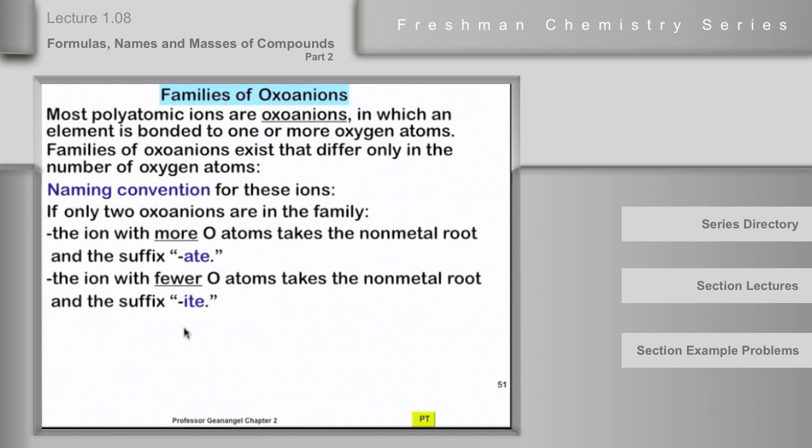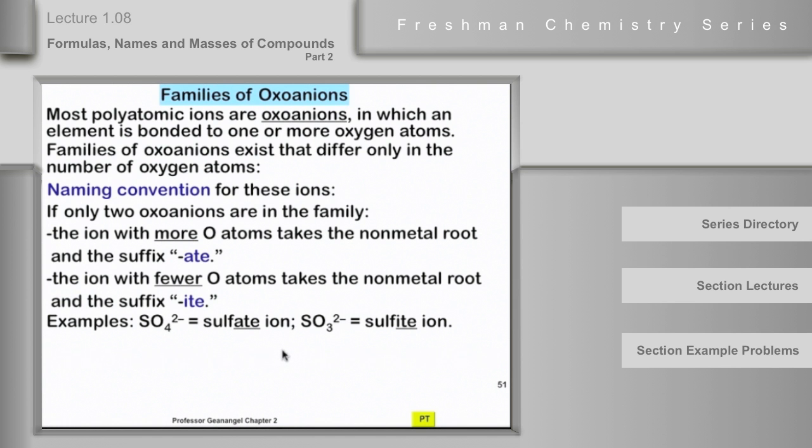To illustrate this, all we have to do is look at sulfate, SO4 2 minus. You probably already knew that. And sulfite, which is SO3 2 minus, as we saw in our little exercise a while ago. So one more oxygen atom, one less oxygen atom. There's a similar thing with nitrate. NO3 minus is nitrate. NO2 minus is nitrite. One fewer oxygen atom.